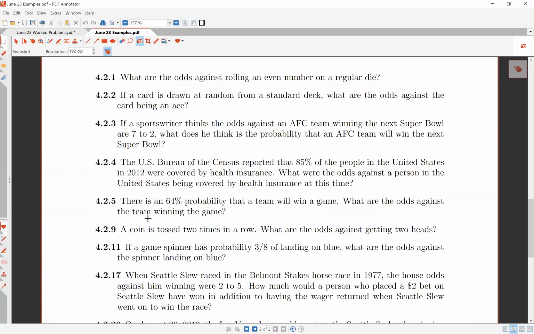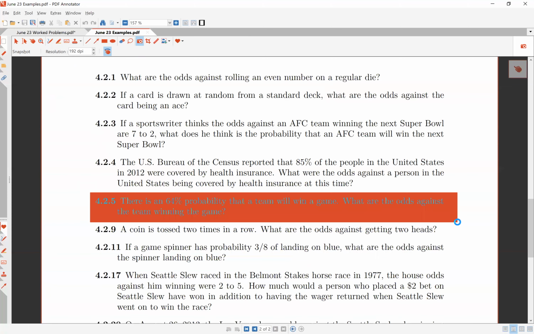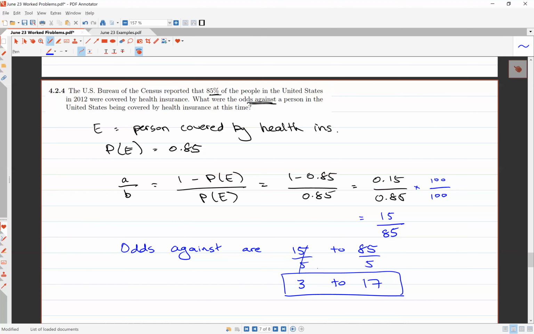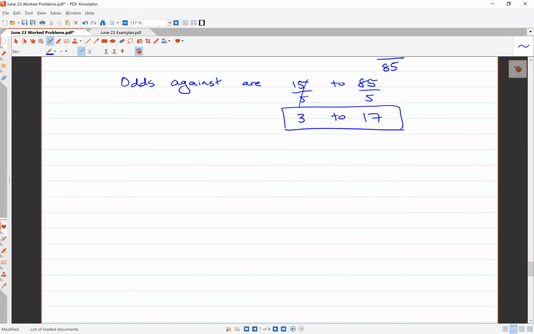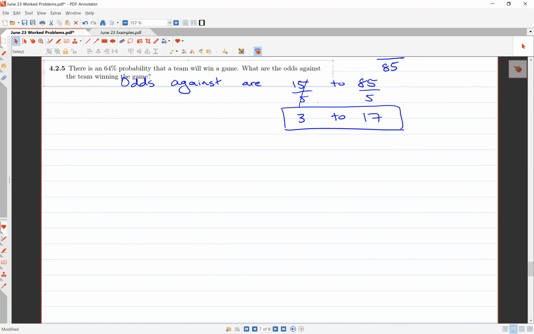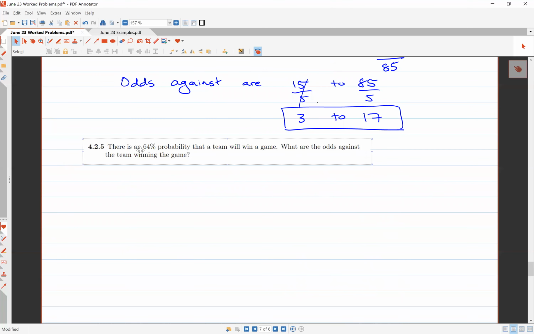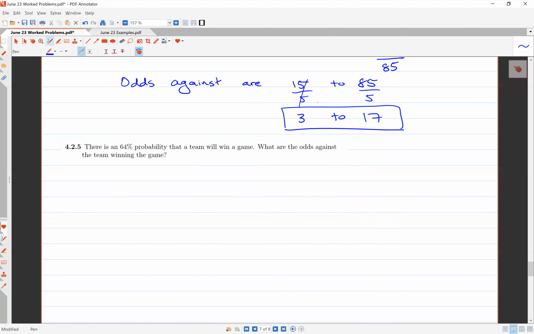Here's another example where we want to convert a probability to an odds ratio. We're told there's a 64% probability that a team will win a game. What are the odds against the team winning the game? So our event E is that the team wins the game, and the probability, the 64%, is as a decimal 0.64.